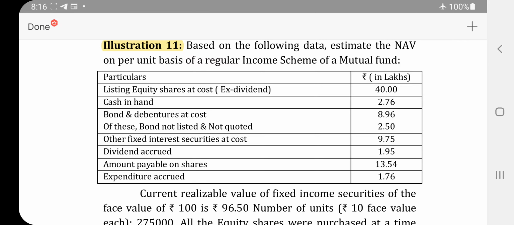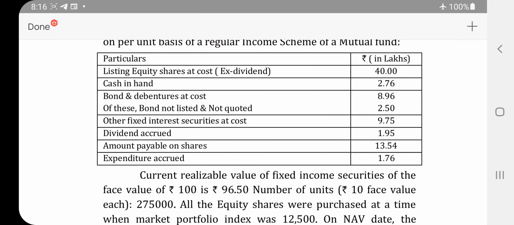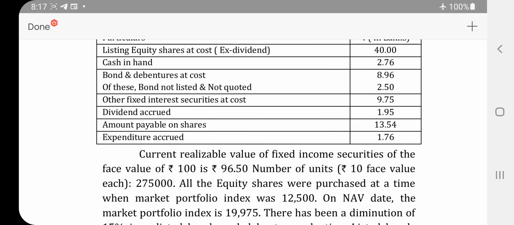Amount payable on shares 13.54. Expenditures outstanding or accrued 1.76. Current realizable value of fixed income securities of the face value of rupees 100 is 96.50. Number of units, that is 10 face value each, is around 2,75,000. This is what exactly the value of fixed income securities.